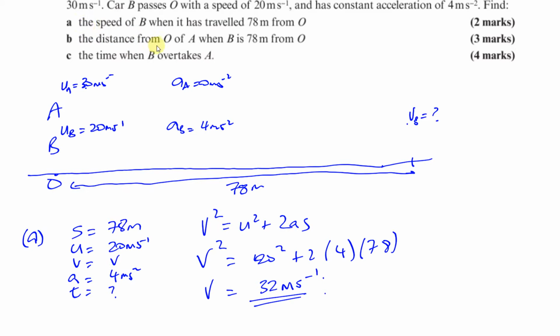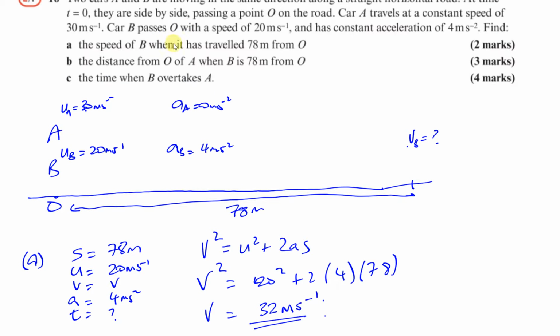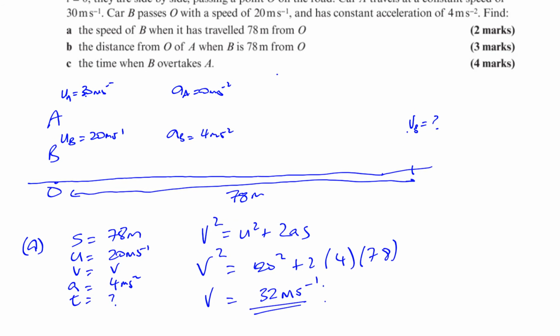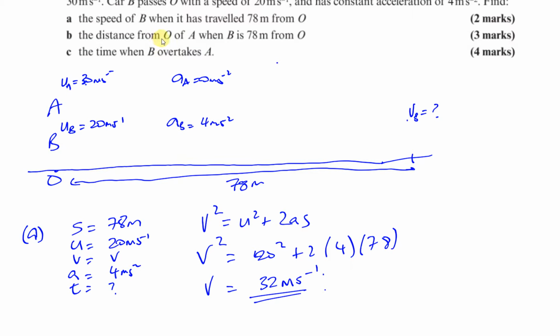Part B says: find the distance from O of A when B is 78 meters from O. So when B is 78 meters from O, you've got to find the distance of A from O. Now what we need to do here is to see what's going to be common. When B is 78 meters from O, at that same time, we want to find what distance A is from O.